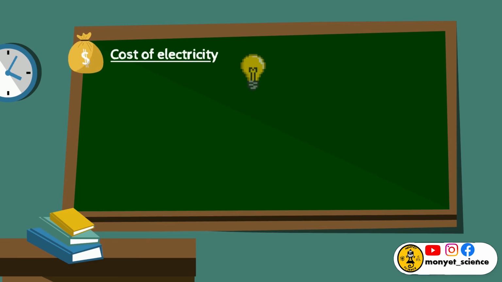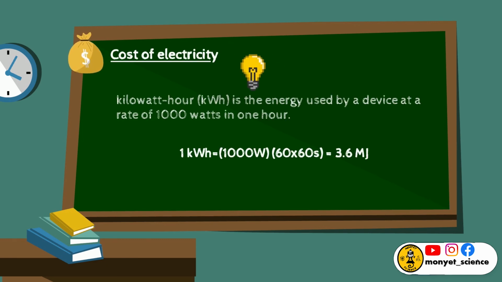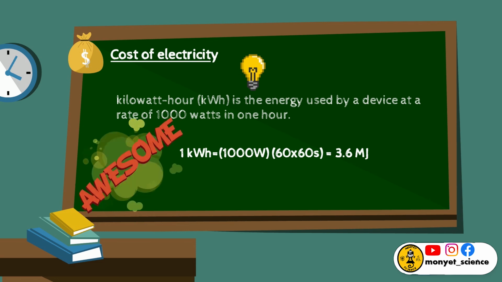Cost of electricity. Kilowatt hour, or kWh, is the energy used by a device at a rate of 1000 watts in an hour. 1 kilowatt hour is equal to 1000 watts times 60 times 60 seconds, which is 3.6 megajoules.